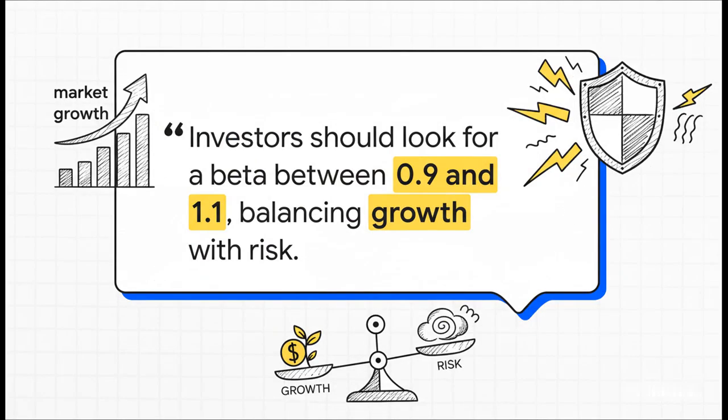And here's some really solid advice from an expert. For most of us, a beta somewhere between 0.9 and 1.1 is kind of the sweet spot. You get to ride the market's growth, but without taking on all that extra crazy risk.